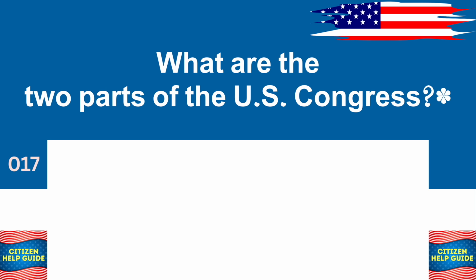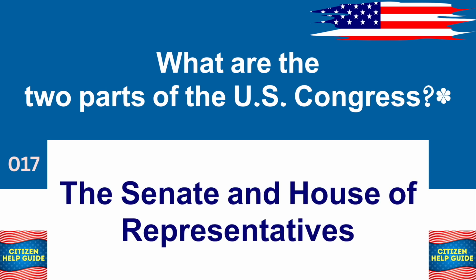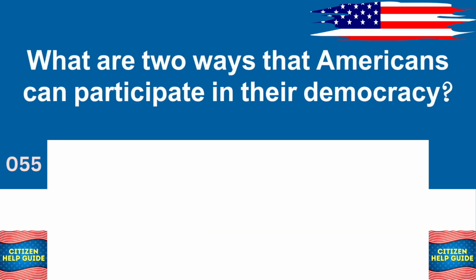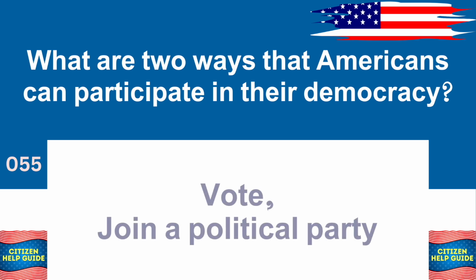What are the two parts of the U.S. Congress? The Senate and House of Representatives. What are two ways that Americans can participate in their democracy? Vote. Join a political party.